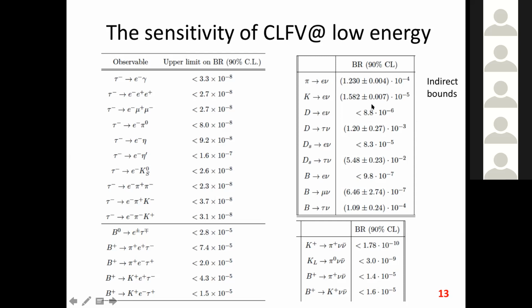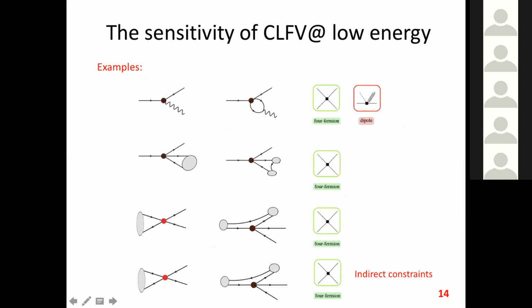So we also include all the possible constraints from pion, kaon, and D meson decays, also some B meson decays and so on. Here is a typical diagram to show how those operators will change the decay branching ratios. For example, you will change tau to e gamma and through the carbon directly, and also for the other diagram.